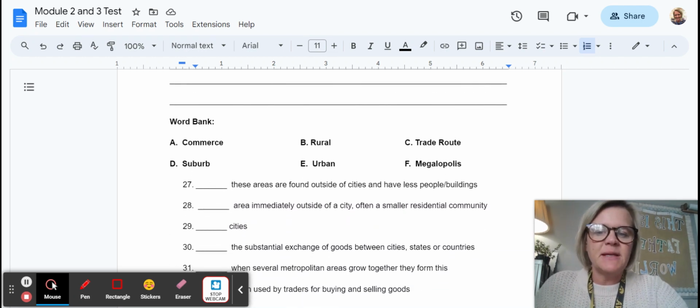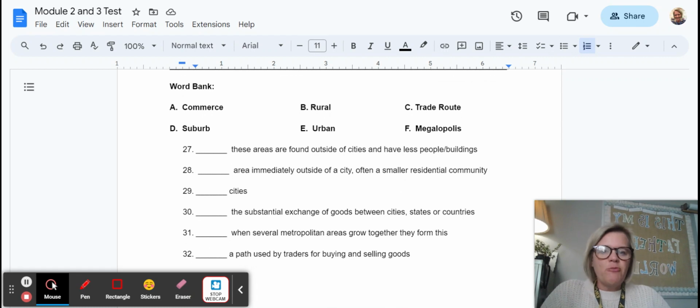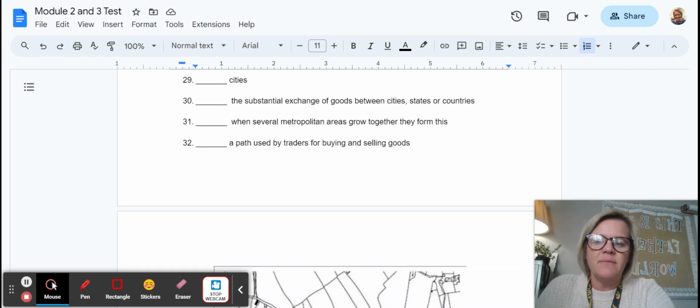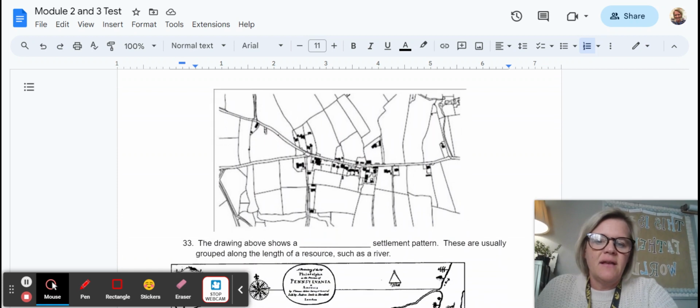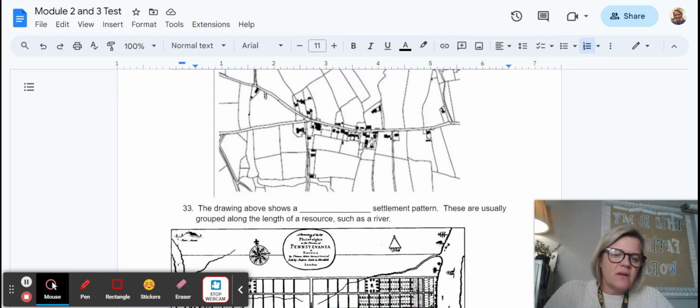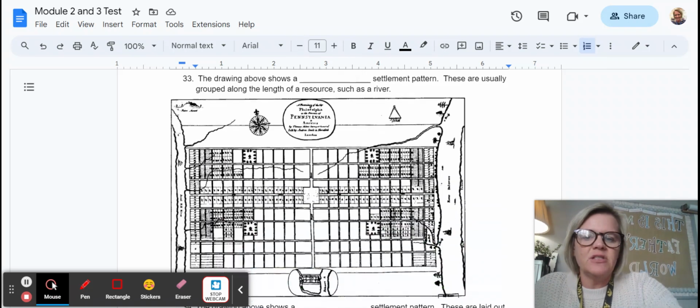And here's my Christmas gift to you, a word bank. Here are the 6 words that you acted out with our charades game, and you're going to match them with their definition there. All right. And then 2 diagrams. Number 33 says the above drawing shows a blank settlement pattern. So what spatial pattern do you see there? Usually grouped along the length of a resource.